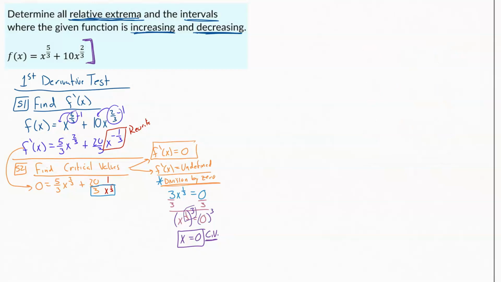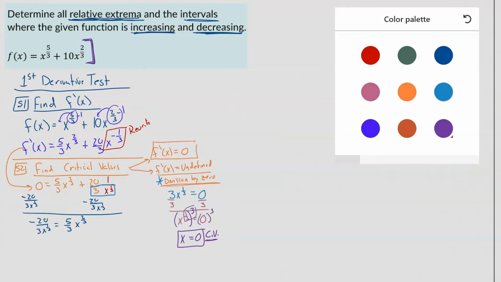And so from here, we're just going to do our algebra to get x by itself. So we'll move this 20 over 3x to the 1/3 to the other side. So minus 20 over 3x to the 1/3. That'll give us negative 20 over 3x to the 1/3 equals 5 over 3 times x to the 2/3. We need to get that x out of the bottom now. We're trying to solve for x.